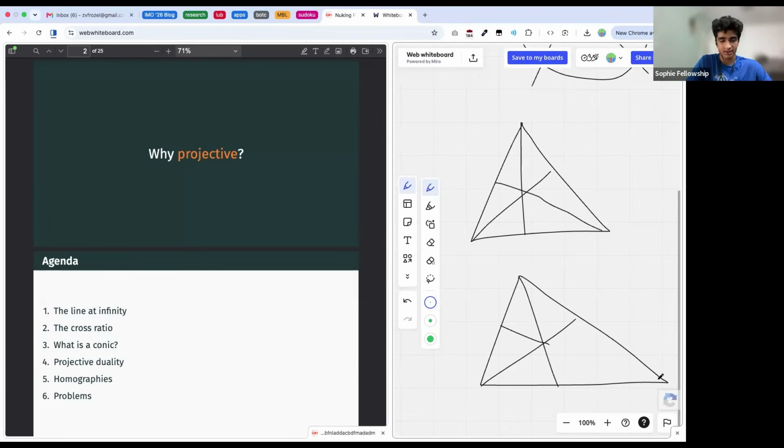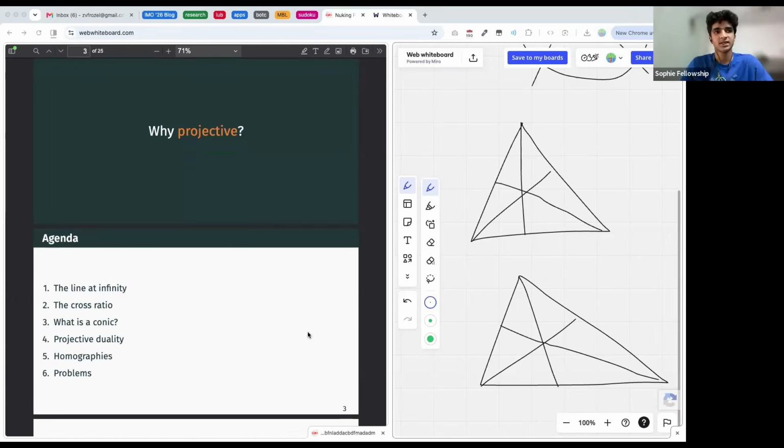So what we're inherently doing is forgetting a lot of properties and only working with lines, their intersections, and so on. So this gives you much more of a structure to work on geometry, but obviously also loses out on a lot.